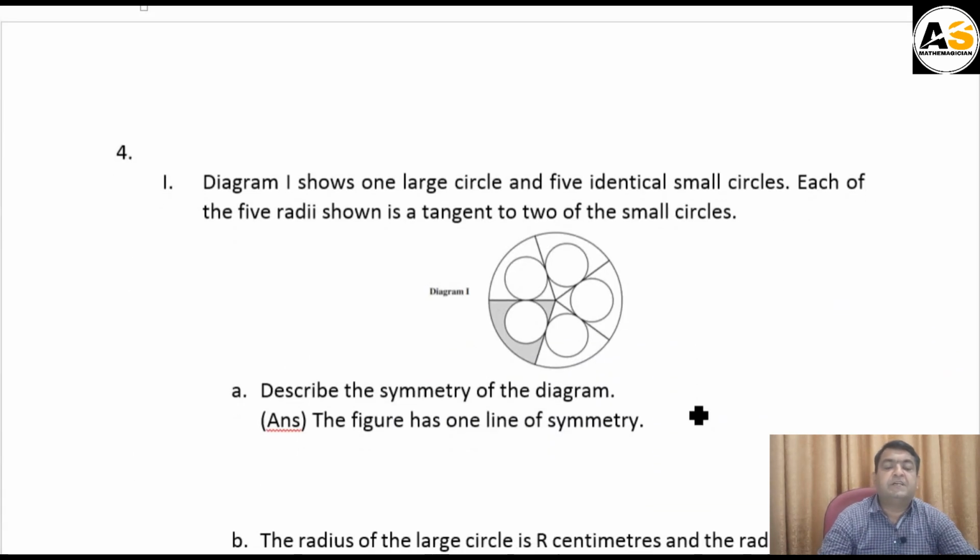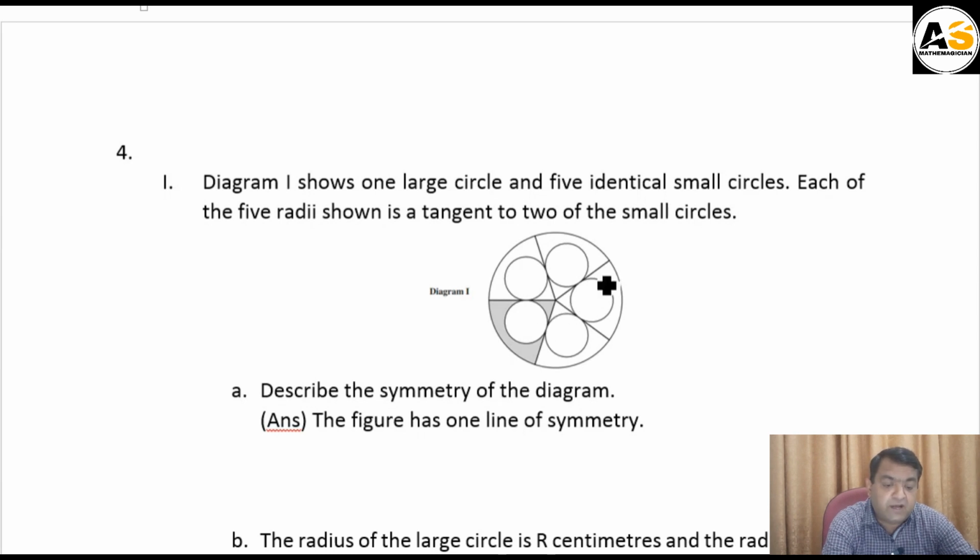Dear student, this was question number 3. Now we move to our question number 4. We are given a diagram 1. It shows one large circle, this one, and 5 identical small circles. Each of the 5 radii shown is tangent to 2 of the small circles. This is a radius, tangent to these 2 small circles. This is the second radius tangent to these 2 small circles, and similarly these 5 radii are tangent to these identical small circles.